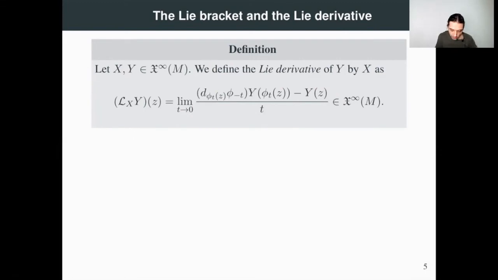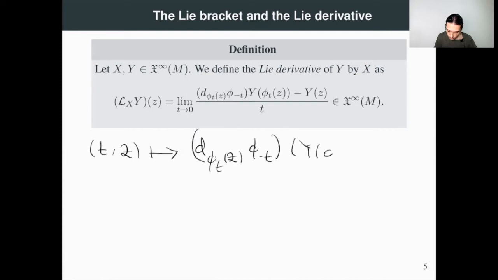Okay, we can consider actually a map that sends t, c to this expression. And what happens is that the Lie derivative is the derivative with respect to t at t equals 0. Since this expression over here is C-infinity in the variables t and c, this Lie derivative is a C-infinity vector field, okay?